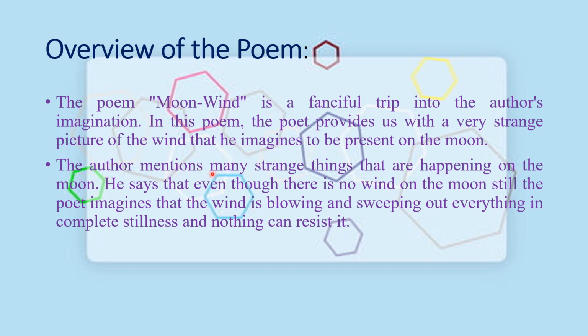The author mentions many strange things that are happening on the moon. He says that even though there is no wind, still the poet imagines that the wind is blowing and sweeping out everything in complete stillness, and nothing can resist it. So we will talk in detail about those unusual or strange things that are happening on the moon.